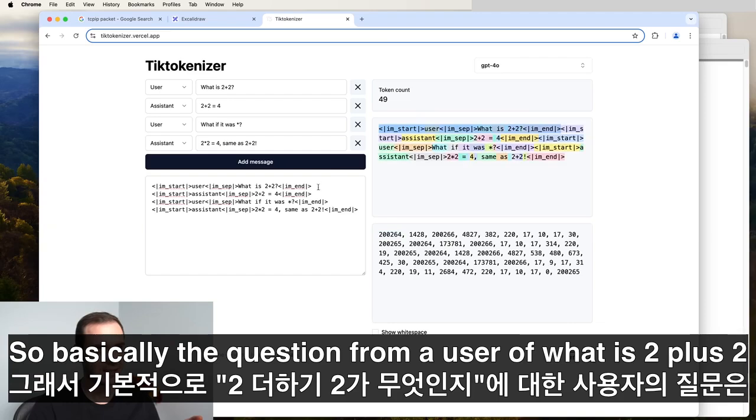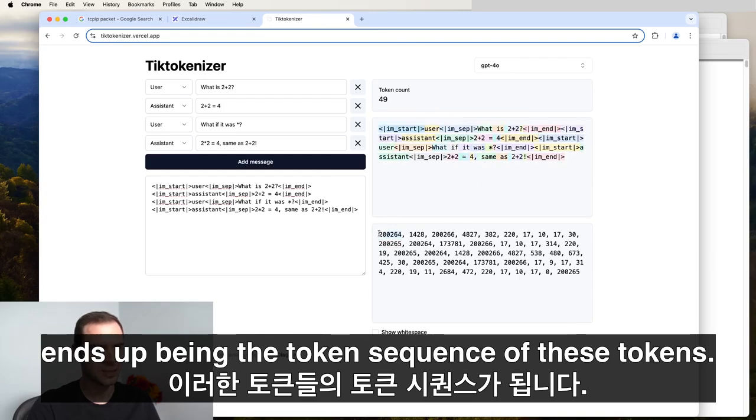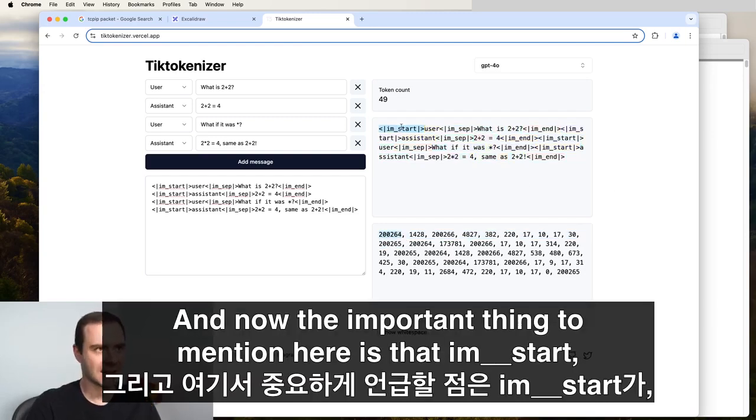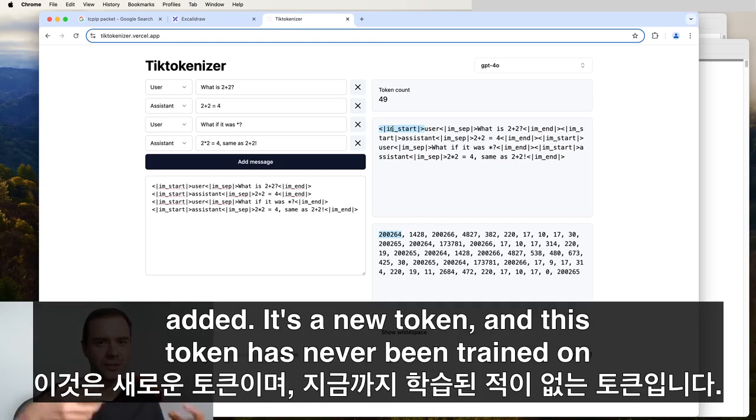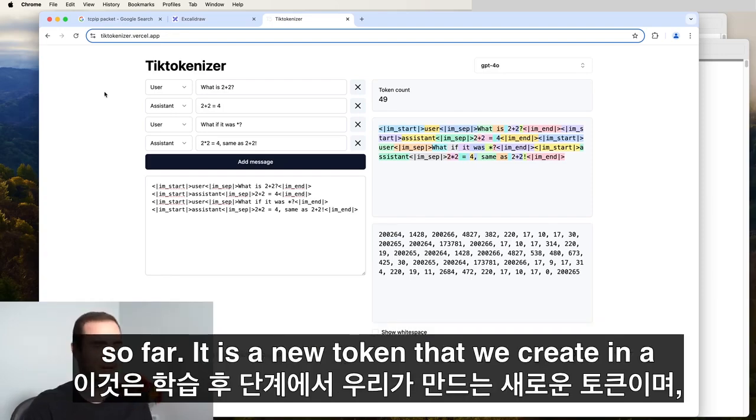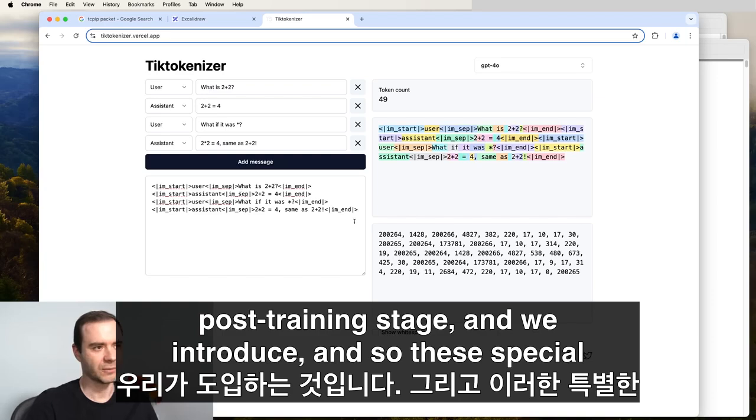So basically, the question from a user of what is 2 plus 2 ends up being the token sequence of these tokens. And now the important thing to mention here is that IM_start is not text, right? IM_start is a special token that gets added. It's a new token, and this token has never been trained on so far. It is a new token that we create in a post-training stage and we introduce.